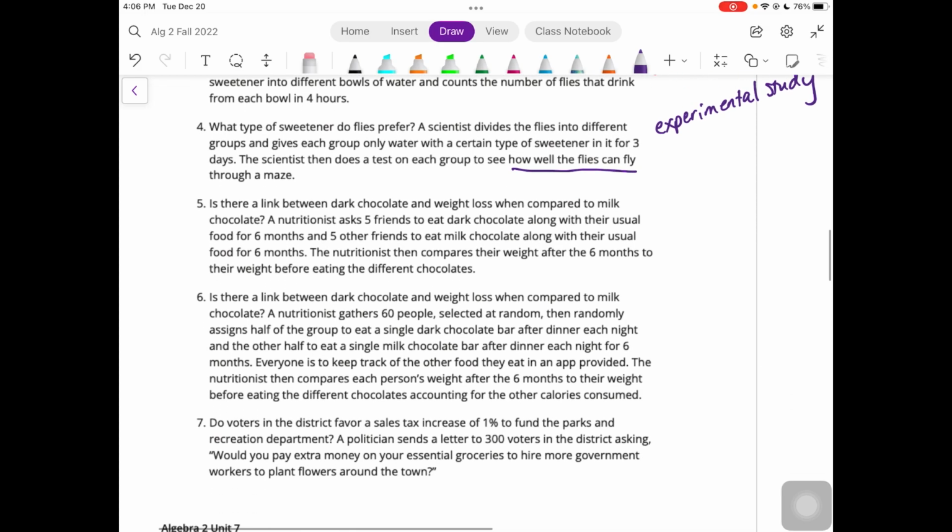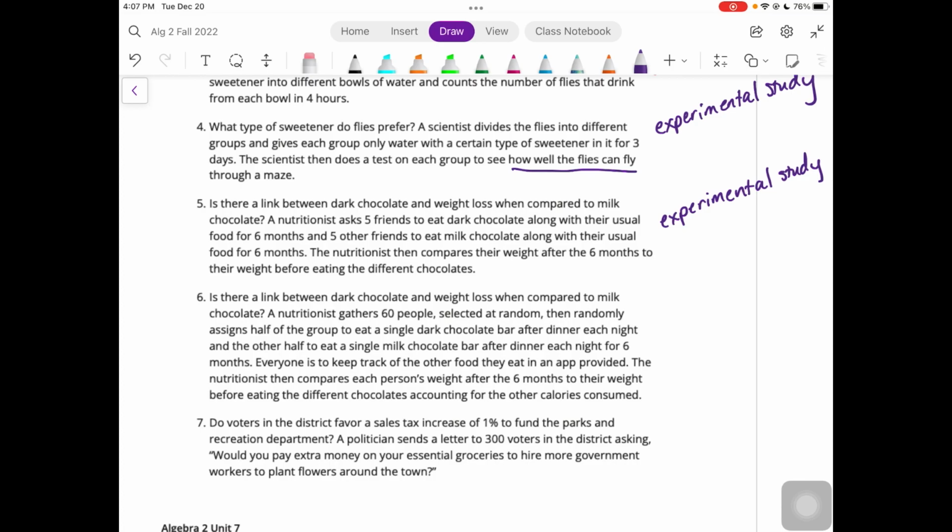Number 5, is there a link between dark chocolate and weight loss when compared to milk chocolate? Ooh, that's an interesting question. A nutritionist asked 5 friends to eat dark chocolate along with their usual food for 6 months, and 5 other friends to eat milk chocolate along with their usual food for 6 months. The nutritionist then compares their weight after the 6 months to their weight before eating the different chocolates. So this one, again, is experimental because they are doing something to influence the subjects, right? They're making them eat chocolate.